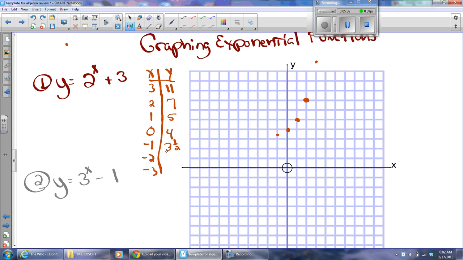Okay, negative 2 is going to be negative 1, is going to be 1/4. This will be 3 and 1/4. And then this one's going to be 3 and 1/8. You can probably tell where the asymptote is now. Hopefully you remember that the asymptote can be found by looking right here. There's a plus 3, and look at that. Y equals 3 is my asymptote.